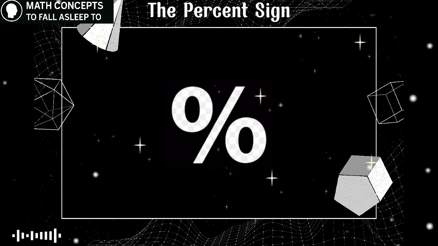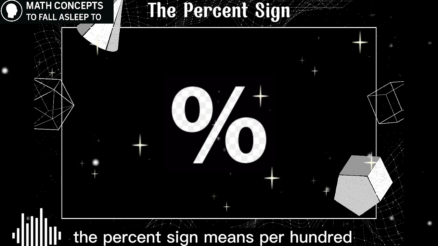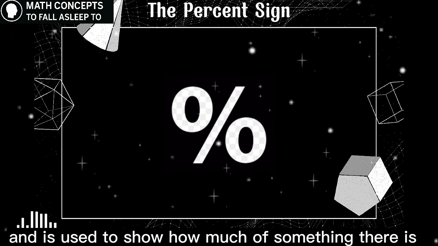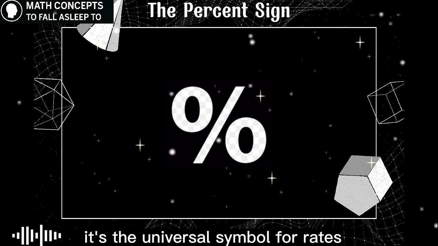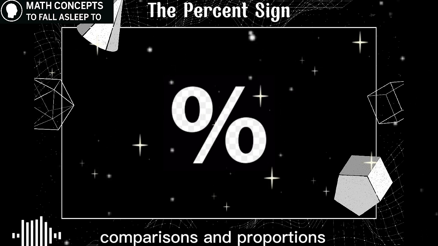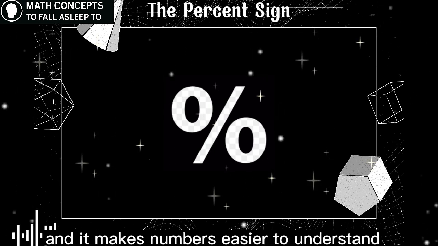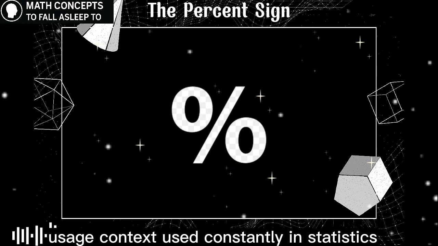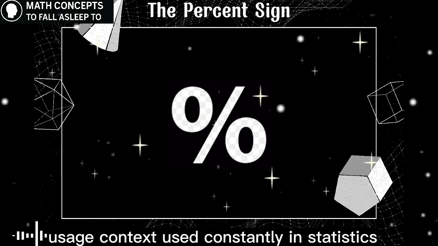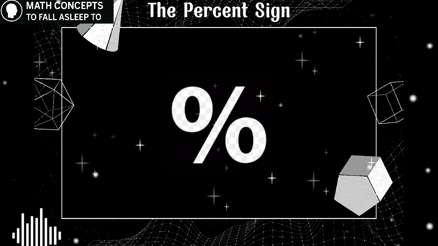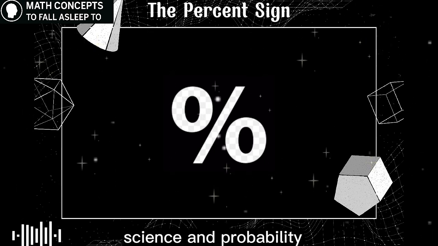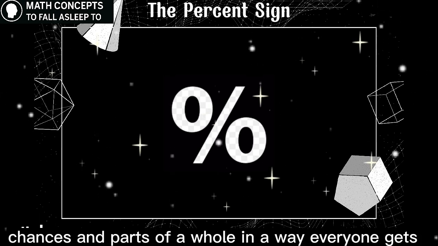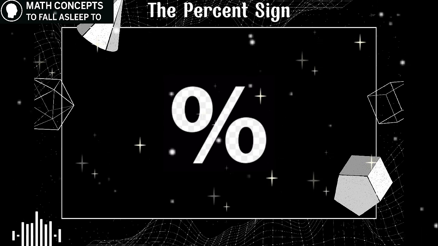Meaning and function. The percent sign means per hundred. It represents a fraction of 100 and is used to show how much of something there is out of a full hundred. It's the universal symbol for rates, comparisons, and proportions, and it makes numbers easier to understand, especially in everyday life. Usage context. Used constantly in statistics, finance, shopping, health, science, and probability. It helps describe changes, chances, and parts of a whole in a way everyone gets.